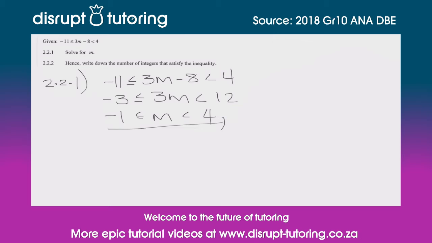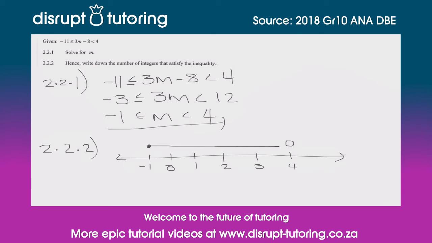Then they've said to us, hence write down the number of integers that satisfy the equation. So we need to know how many integers solve this equation. I'm going to give you a demonstration by showing you a number line. It's going to be from minus 1, then that's 0, then that's 1, then that's 2, then that's 3, and then that's 4. We know that m lies between minus 1 because it's equal to, so that's a closed dot. And then it's smaller than 4, but not equal to it, so it's going to be an open dot. And it lies somewhere between these two.